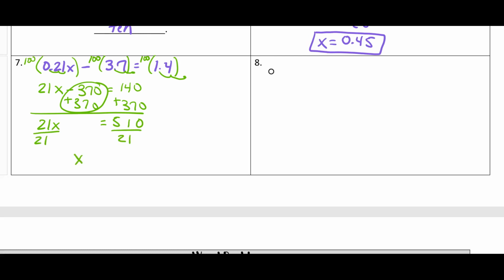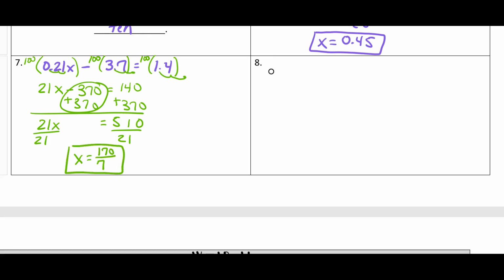So x equals, now if we take 510 and divide it by 21, we get this really long decimal that's not exact. If you check it right now in your calculator, it's 24.28 something something something. And that's not exact. So in this case, we would actually leave this as a reduced fraction. So 510 over 21 reduces to 170 over 7.